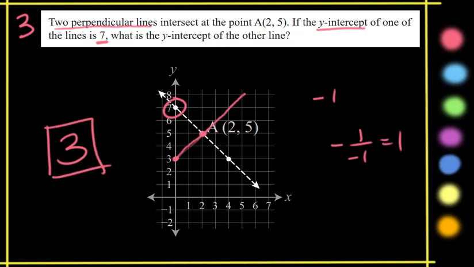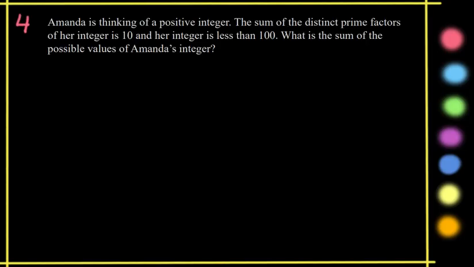All right. Let's see. Amanda is thinking of a positive integer. This is number 4. The sum of the distinct prime factors of her integer is 10. And her integer is less than 100. What is the sum of the possible values of Amanda's integer?